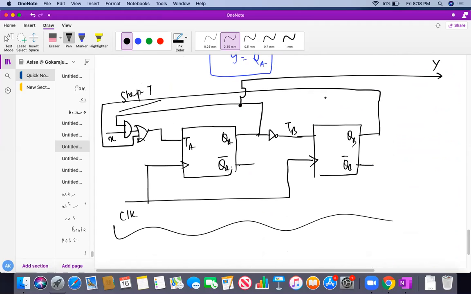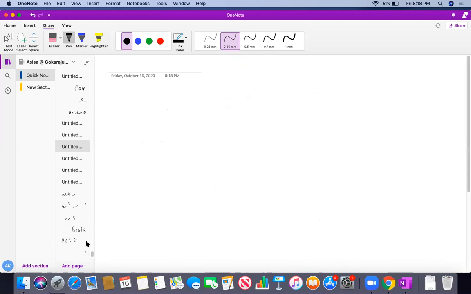Clocked synchronous sequential circuit. Why is it synchronous? Because the same clock is given at a time to both the flip-flops. This is my T flip-flop A, this is my T flip-flop B. Any doubt on this? Please let me know, students. Very simple. We'll do only one more problem so that you can have a better idea about it. After that, we'll see the next part.